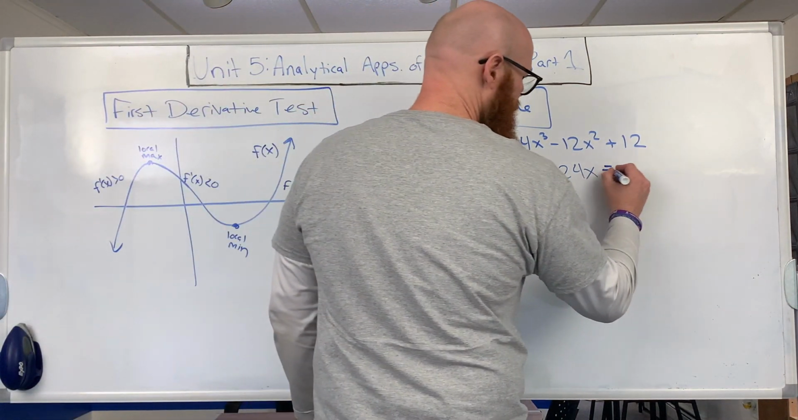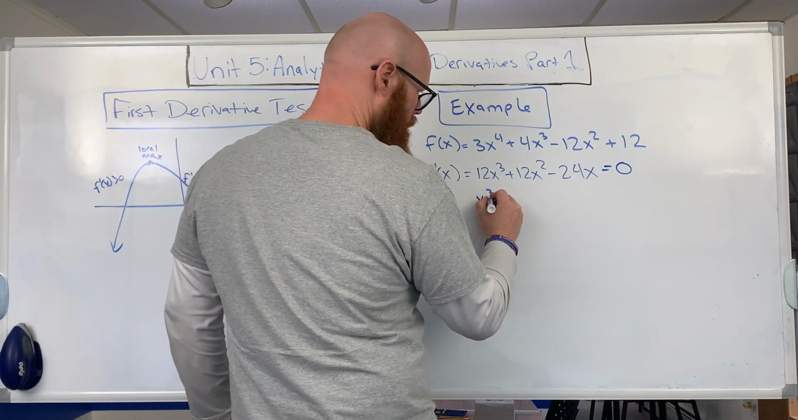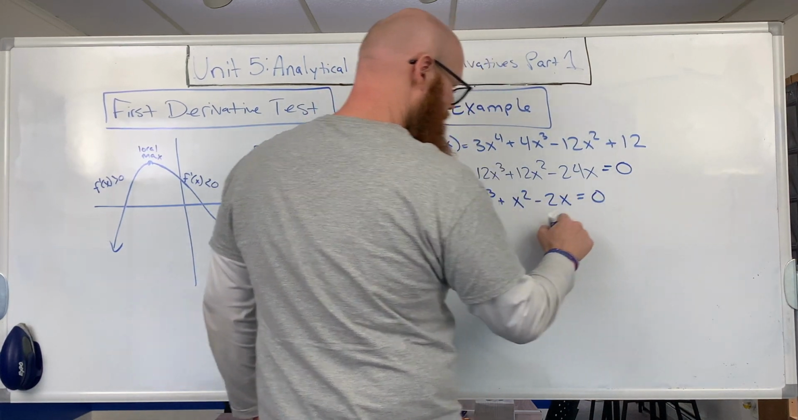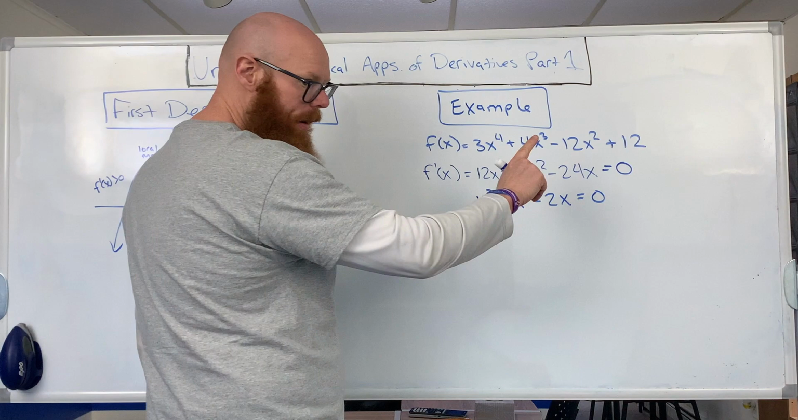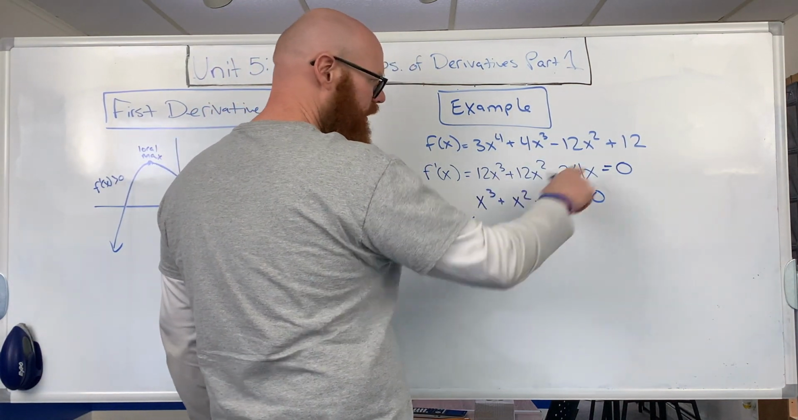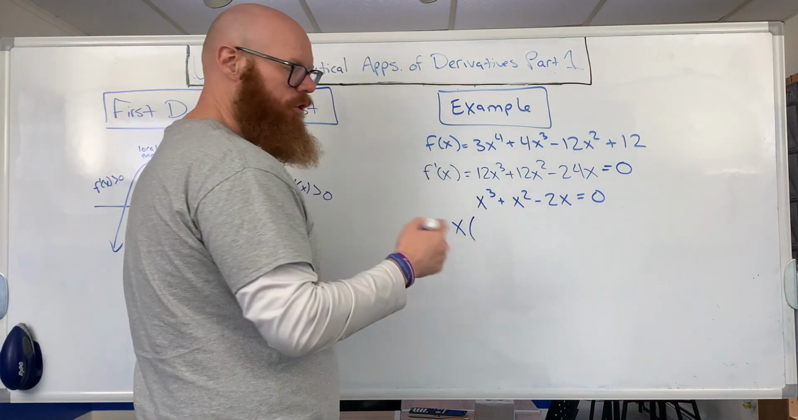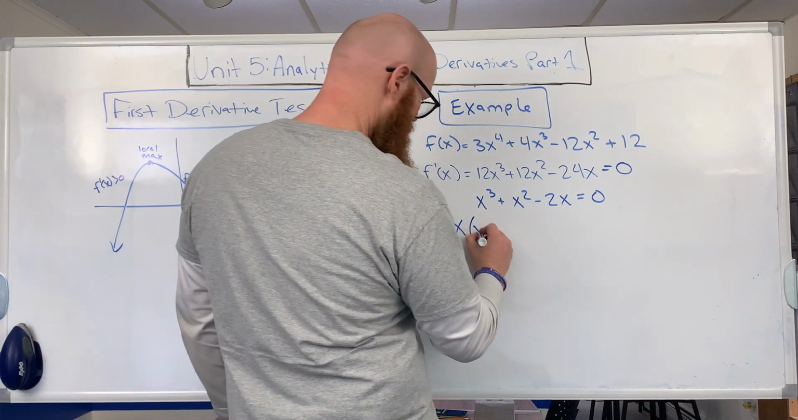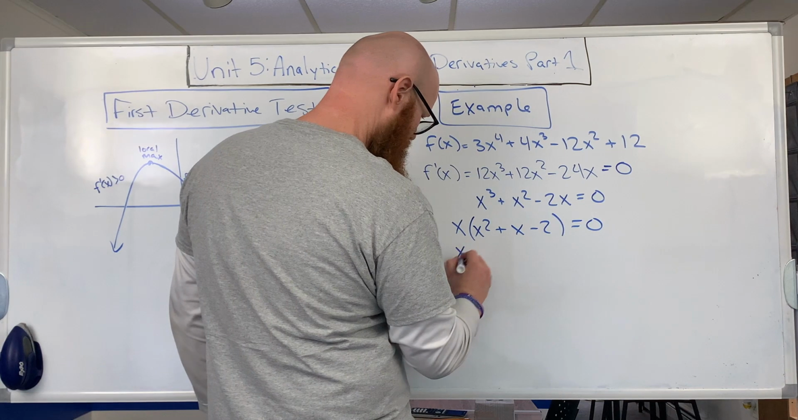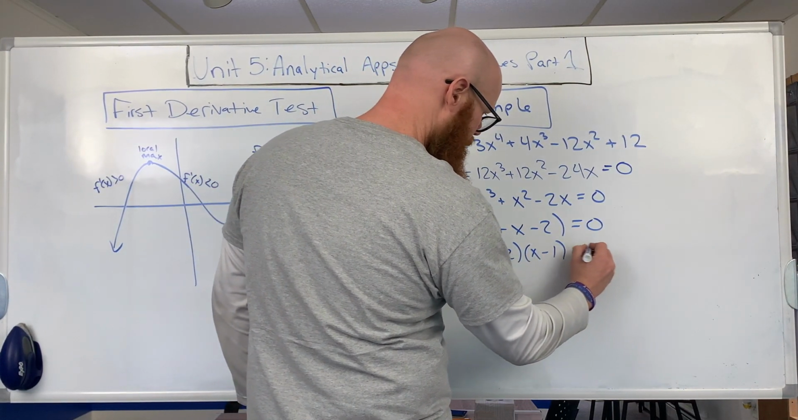Let's set this equal to 0. I can divide everything by 12. I can factor out an x. Don't divide by x. If you divide by x, you will lose a solution. So I want to factor out an x, but I can divide by 12 because I have 0 on the other side. But I can't divide by x because x could be 0, and I can't divide by 0. So I get x squared plus x minus 2, which factors into x plus 2 times x minus 1.